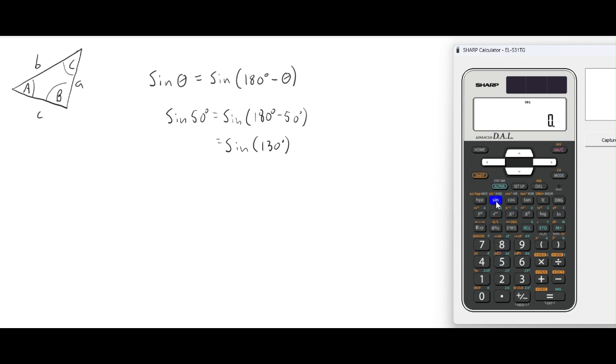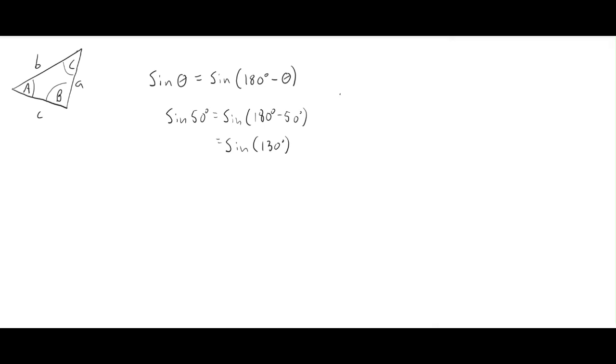Sine 130, 0.766 again, exactly the same. So it's no coincidence, and it works like that for any angle theta that you can think of. I just put 50 as an example, but it works for any angle theta. I just showed you that in the calculator just to convince you a little bit.